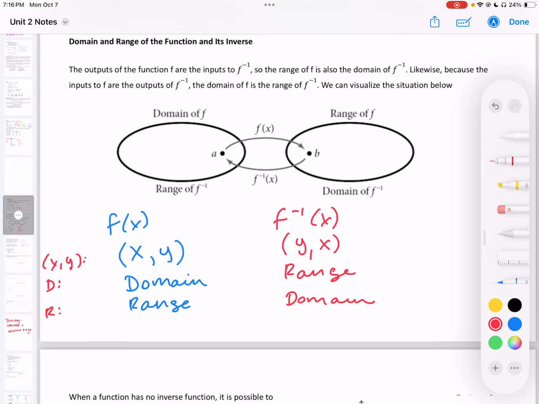So the y value becomes the first value, the x value becomes the y value. So for example, if I had 3, 5, this would become 5, 3. x comma y flips, and our new x value is 5, our new y value is 3. The domain becomes the range becomes the domain.